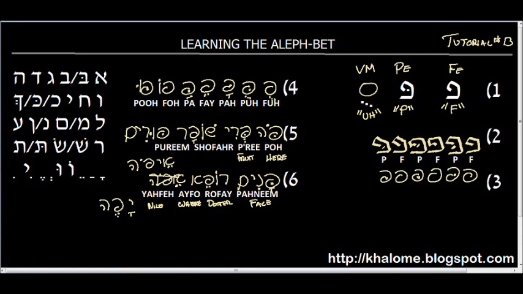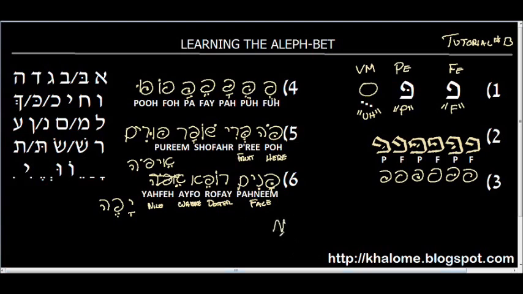And so you see, a lot of times the pe will begin at the beginning of a word, and the fe will be used in the middle of a word, and also at the ending. And that's generally the rule, but not always. And here's a good example: mishpacha, which means family, where we see the pe in the middle of a word.